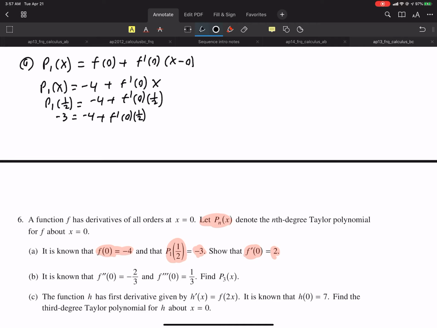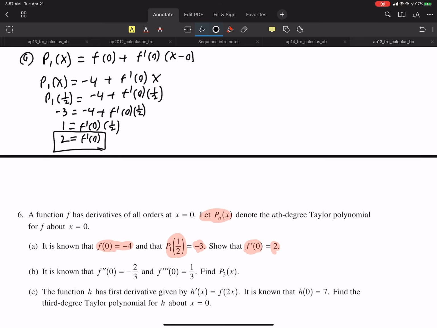Now you want to solve for f prime of 0. We're going to add 4 to both sides. Then we're going to multiply both sides by 2. And we have shown that f prime of 0 is 2. So that's not too bad. Then part B, we want to find P3, the third degree Taylor polynomial for x about 0.